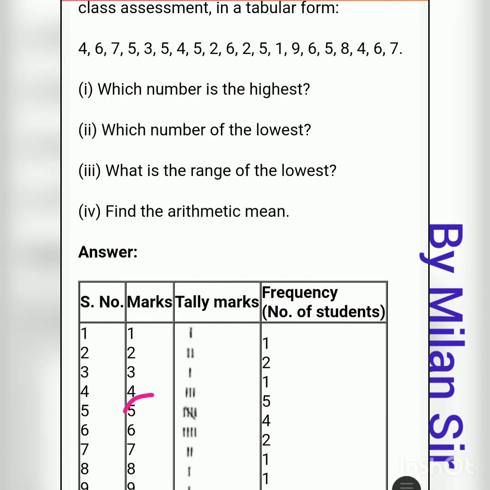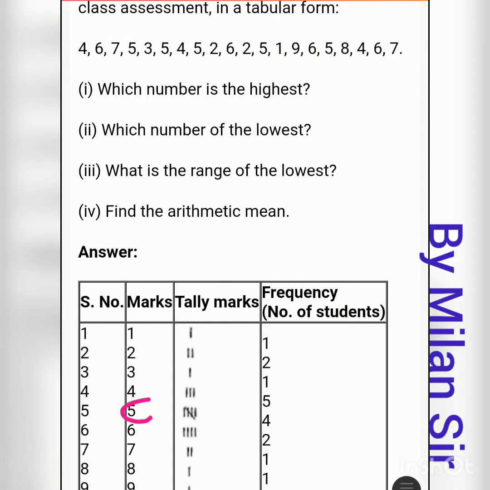After that we need to think about 5. How many times do we have 5? 1 time, 2 times, 3 times, 4 times, and 5 times. In total, 5 times we have 5 in this data.